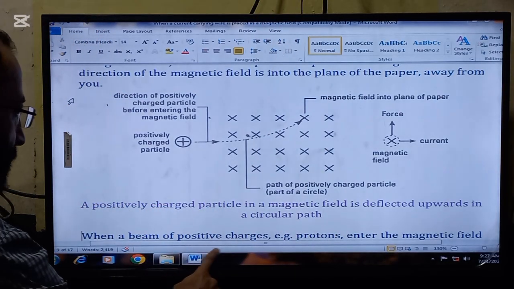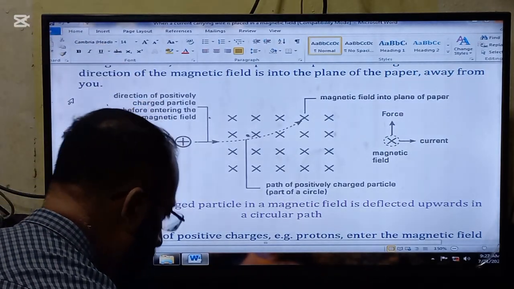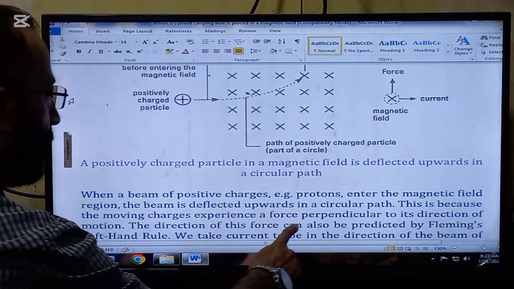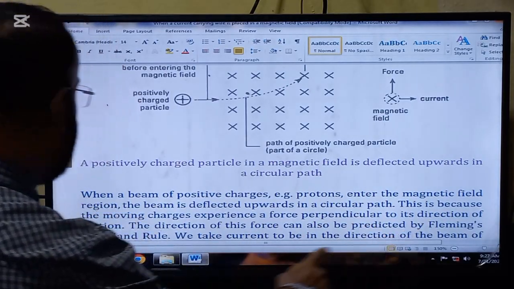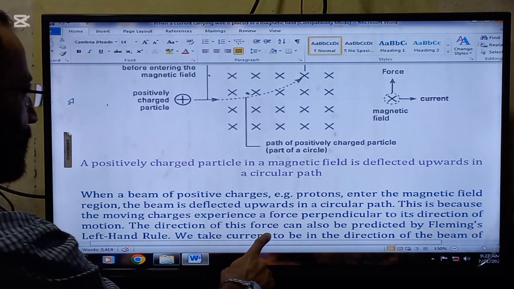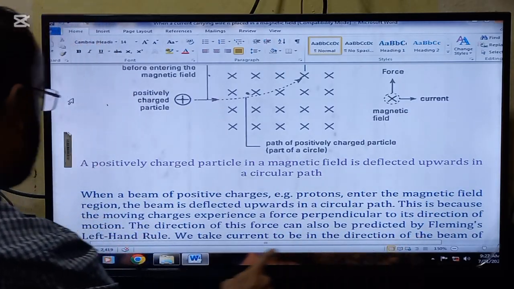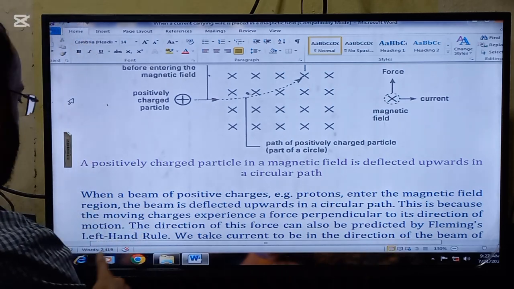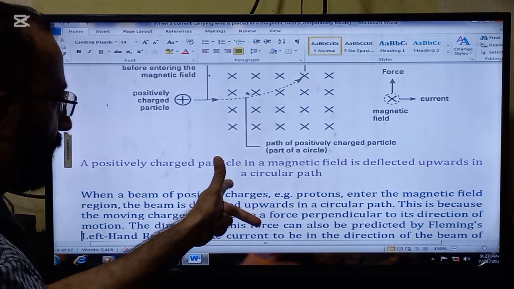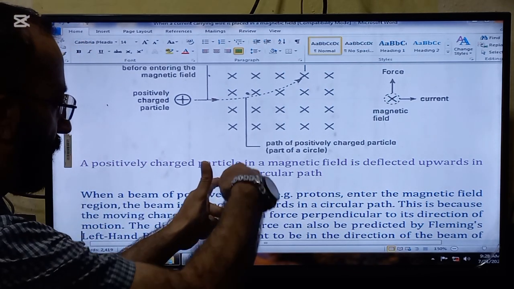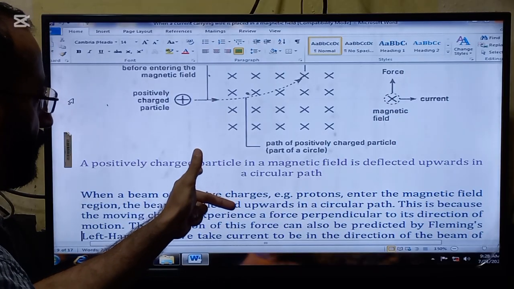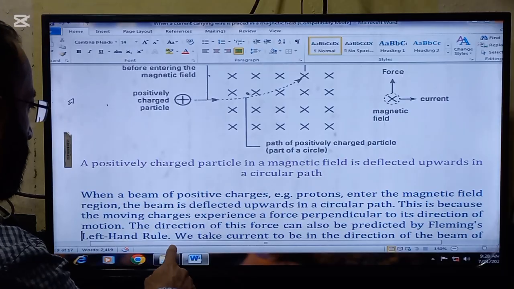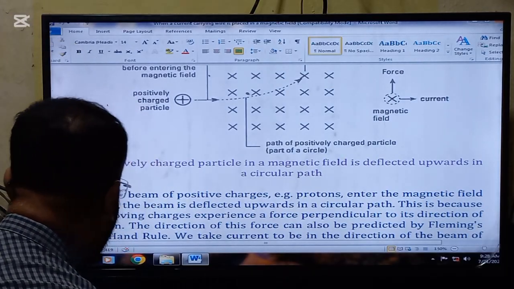So when a beam of positive charges, for example protons, enters the magnetic field region, the beam is deflected upward in a circular path. This is because the moving charges experience a force perpendicular to their direction of motion. The direction of this force can also be predicted by Fleming's left hand rule. The direction of the force can be predicted with Fleming's left hand rule. We take current to be in the direction of the beam.